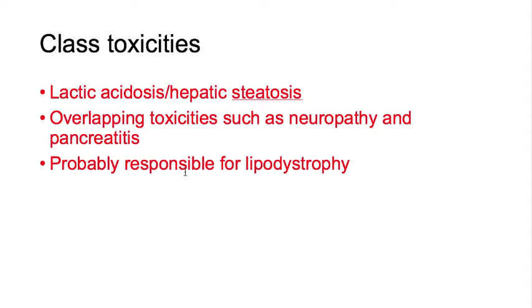And these agents are probably also responsible for part of the lipodystrophy seen in patients with HIV, where they may either have lipoatrophy, the thin, gaunt, drawn-out faces, or they may also suffer from increased fat deposition, the so-called dorsal fat pad or buffalo hump, as well as adipose tissue around the abdomen, similar to patients with Cushing's disease.